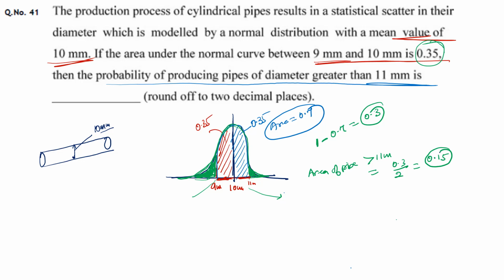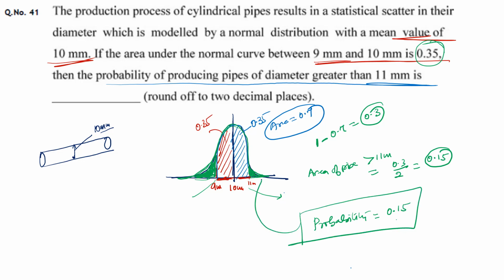Now here it is asking to find the probability. So probability will be related to area only, because area denotes the number of pipes being manufactured divided by the total number of pipes. So this area is 0.15, so the probability will also be equal to 0.15, right? So here it will be 0.15. This was a very logical question.